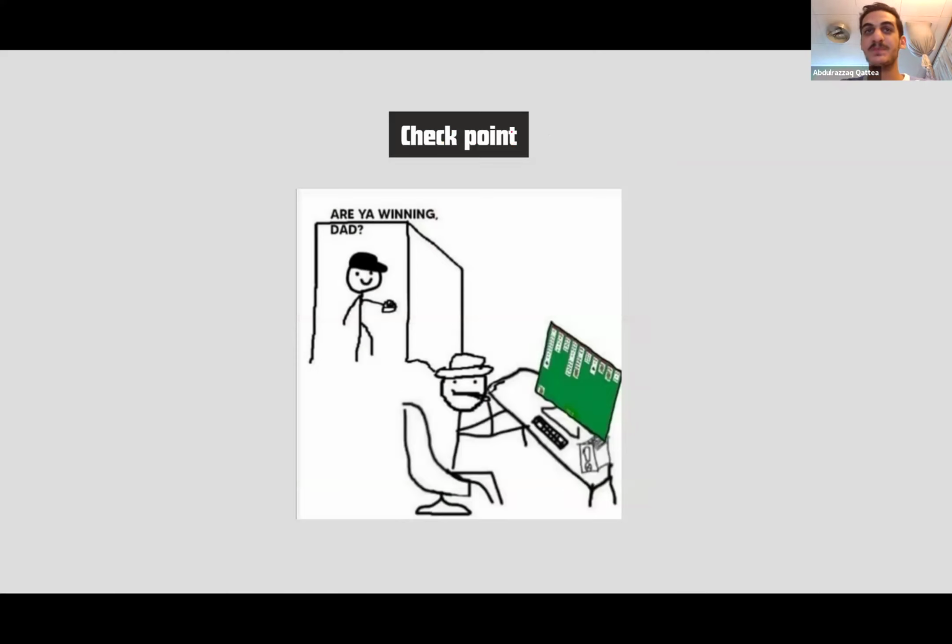This is a checkpoint. Do you have any question about anything previously? Or do you want me to clarify anything or say something again? Or should we move on?